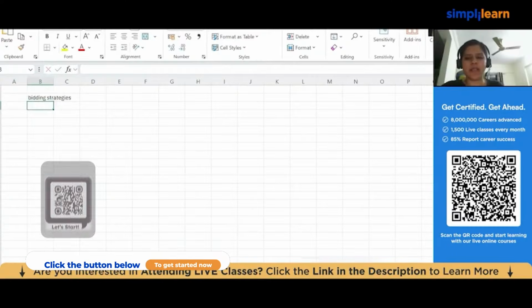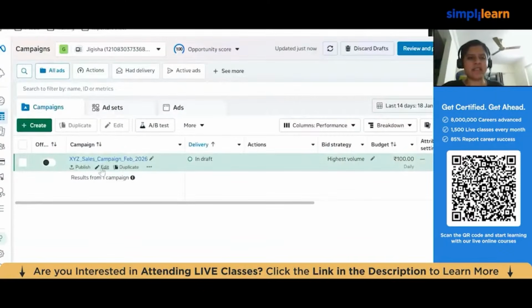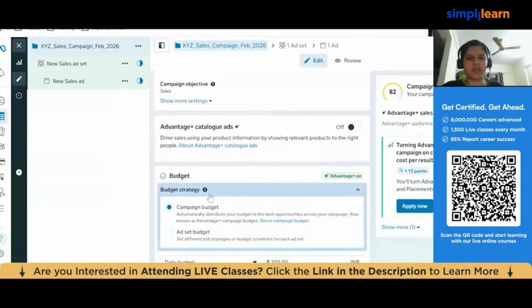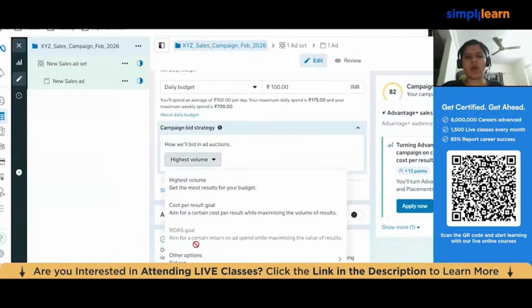So for Meta, let's just understand the bidding strategy on the platform itself. It's very easy. You would see your bidding strategy over here. Can you see bid strategy? Right. So now guys, here you could see 4 bidding strategies, but ideally you have around 5 bidding strategies on Meta. You could just see 4 over here because it's a dummy account. In a proper professional account, you will see 5 bidding strategies.